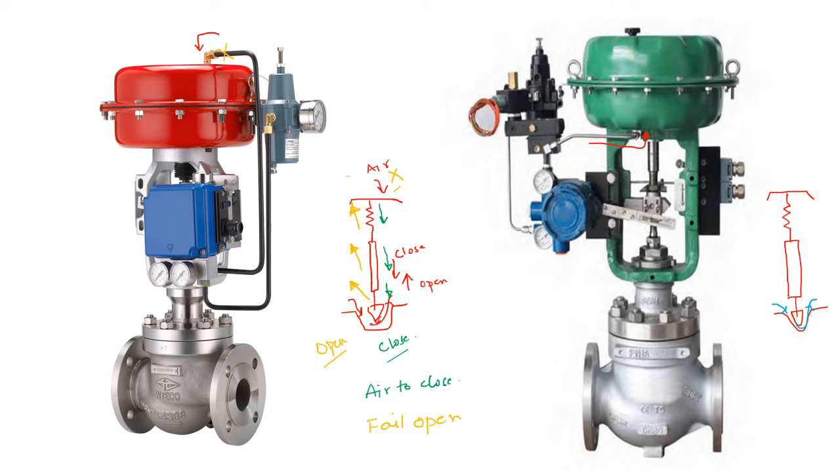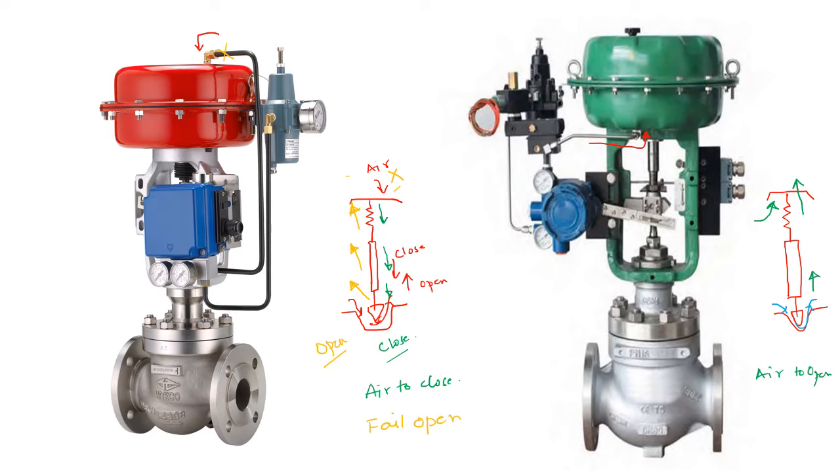Now, what will happen here? The air in this case is from the bottom, right? So as the air increases, it overcomes the spring force and pulls the stem up, and this causes the plug to further detach from the seat. So the air is causing the valve to open. So this is air to open, right?